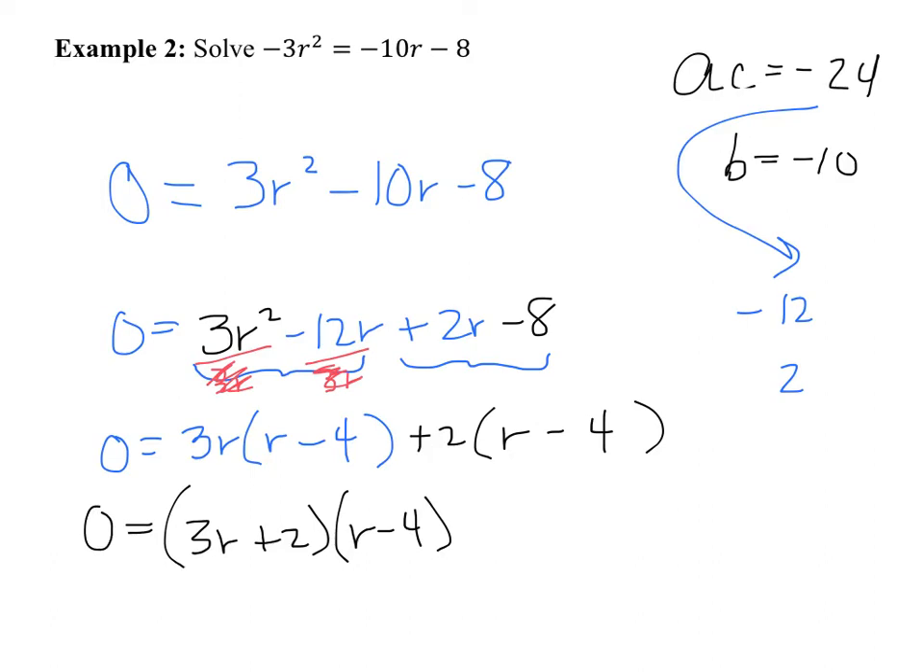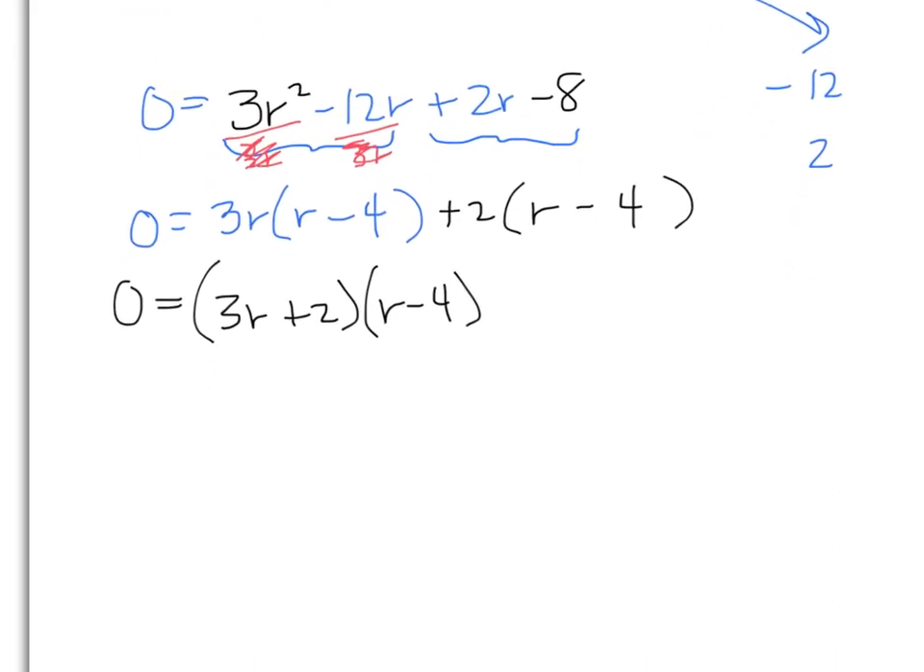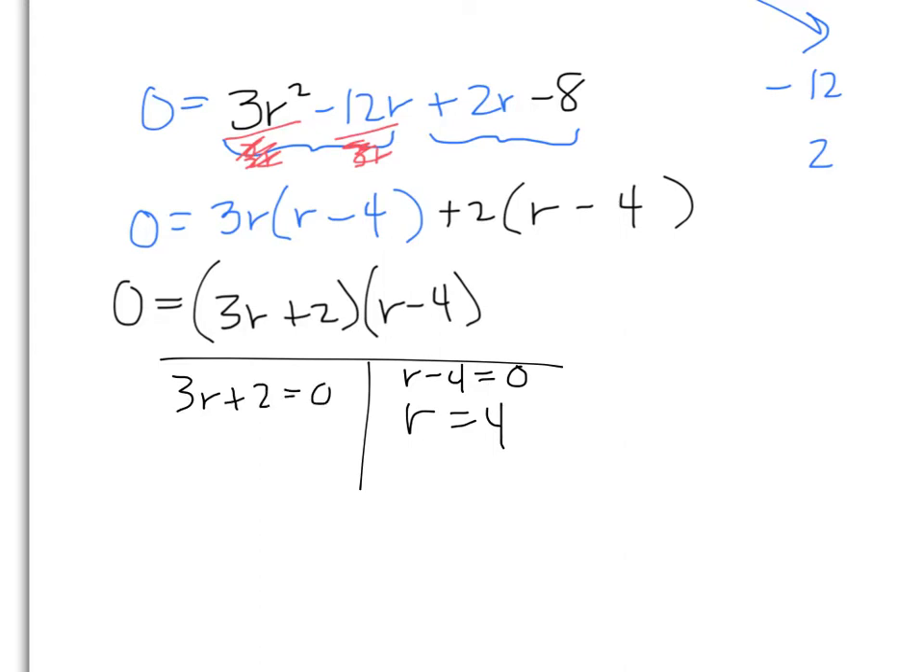Now, if I want to solve these, it's obvious after a while that you're going to get the opposite of what you have for most of the terms, right? R minus 4 gives you R equals 4 if you set it equal to 0 and solve. But don't fall into that trap with the other part. Here you have to set 3R plus 2 equal to 0 now. So we have to subtract 2 and then divide by 3.